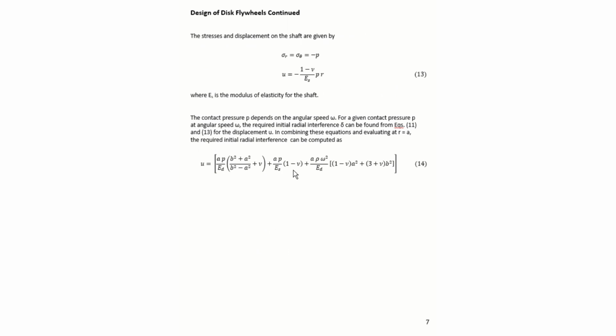And then in combining these equations, if we evaluate them at the radius r equals a, the required initial radial interference can be computed as this expression right here. And what this expression tells you then is the initial radial interference that you have to have so that your disk spinning at omega with a press fit pressure P will not separate and come flying apart. And so this is a really handy equation to help you determine press fit interference that you have to have.